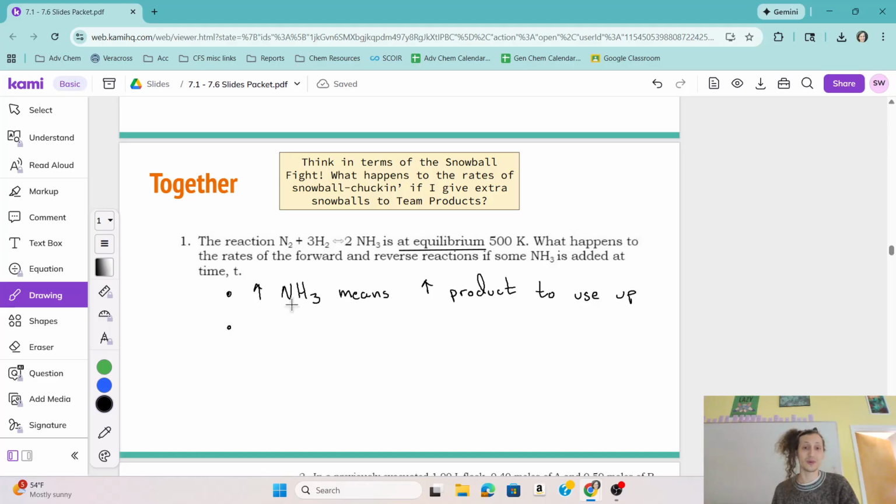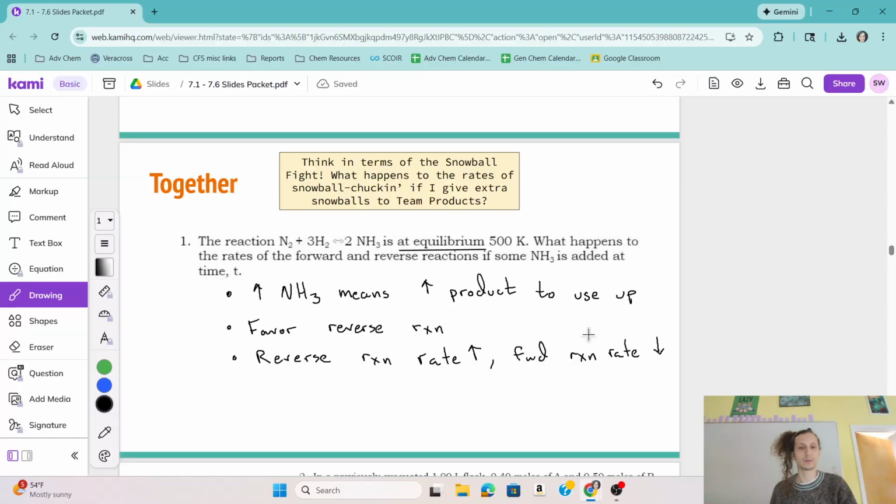that means you're going to favor the reverse reaction. Favor the reverse reaction until you've used those products up enough to reestablish equilibrium. Favor the reverse reaction, so reverse reaction rate increases. And the forward reaction rate is going to decrease, until they reach one another again.